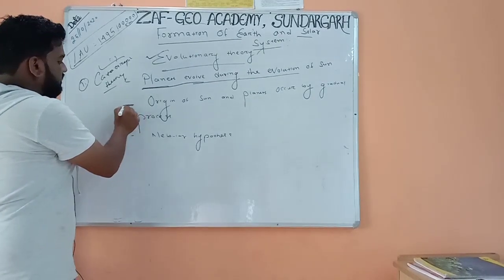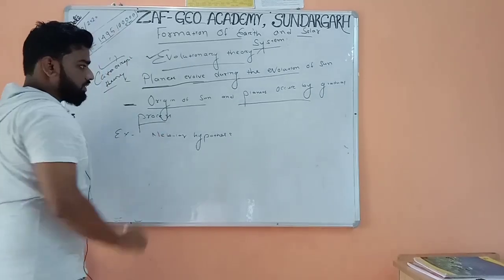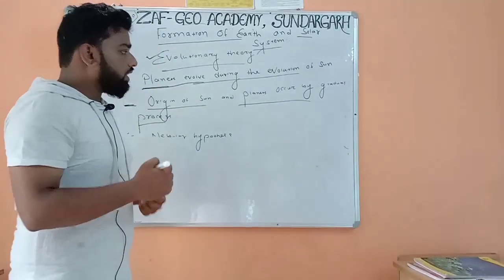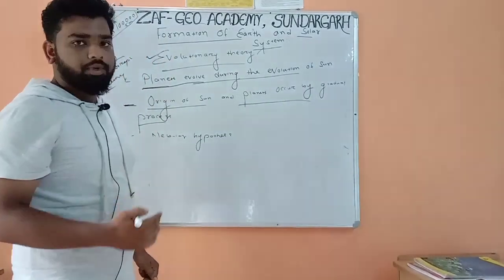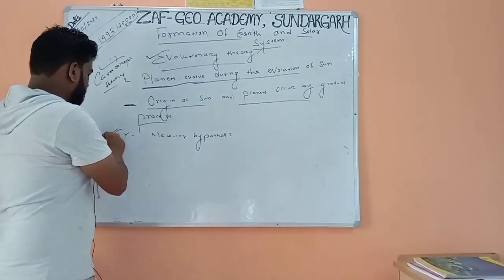The second important point is that the origin of the sun and planets occurs by a gradual process. It means the sun and planets all came into existence by a gradual, step by step process. The example is the nebular hypothesis.